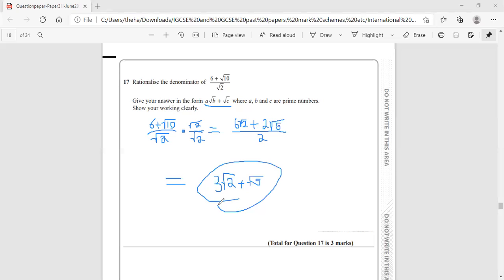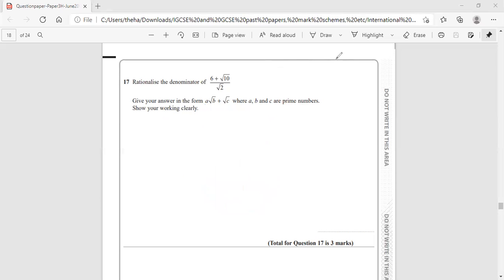And let's see what we get. We get root 5 plus 3 root 2. And that is right. So we know we got it right. And we've proved how. Okay, so great job with that question. Quite straightforward, really. It's just proof.